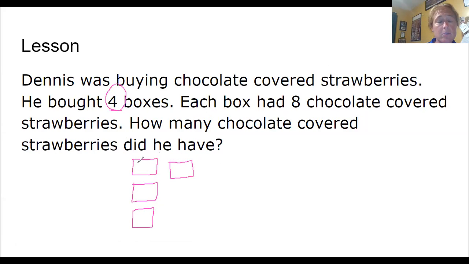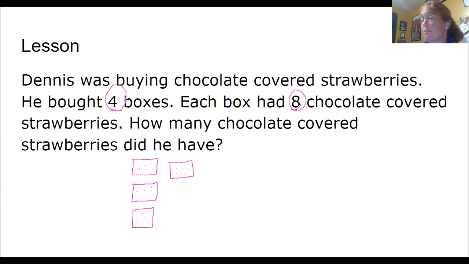So I'm going to do 1, 2, 3, 4, 5, 6, 7, 8. And again for each of the other boxes, 8 dots each. So now we have our picture of our 4 boxes and our 8 chocolate-covered strawberries in each box.